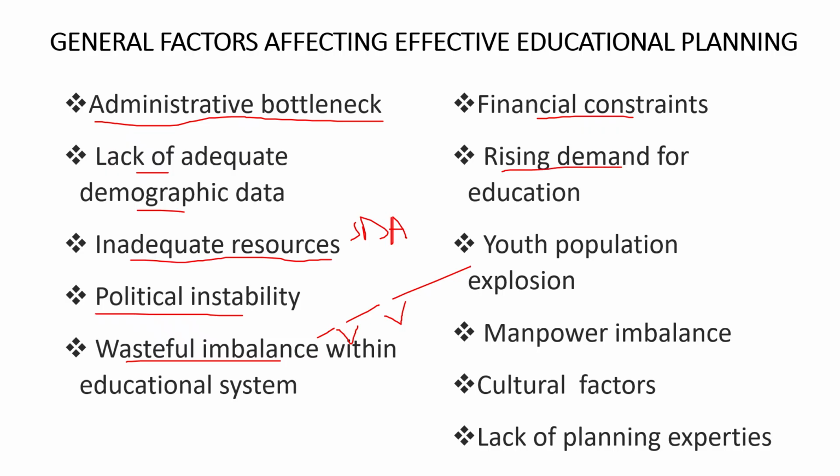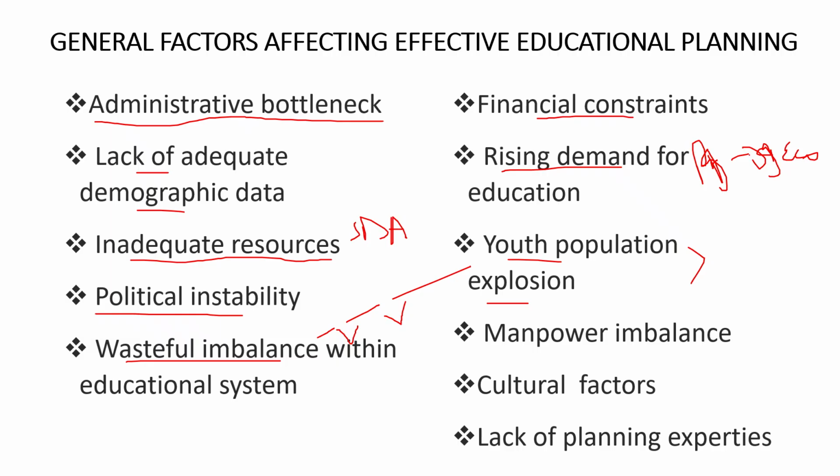There's also rising demand for education because of population growth, which is not equal to the growth rate of the economy. Our economy grows at a low rate as compared to population. Therefore, demand is higher than the supply. It's another problem in planning. Another is the youth population explosion, because youth come with their own priorities and their own demands. Therefore, we fail to capture this explosion in education planning properly.